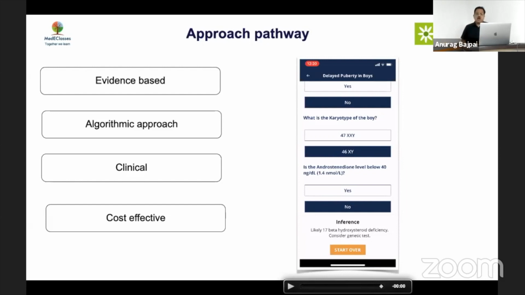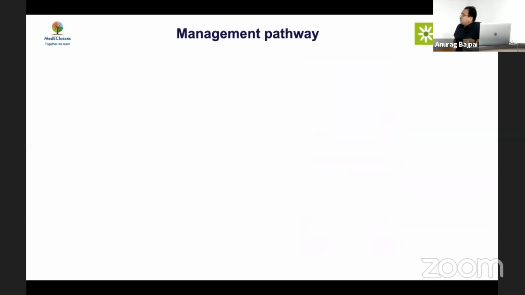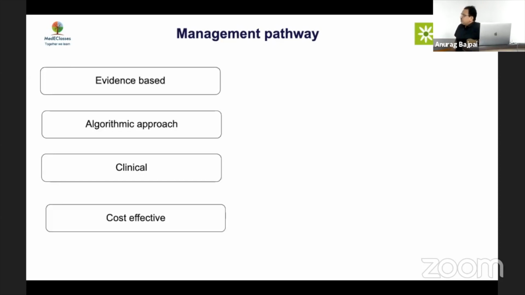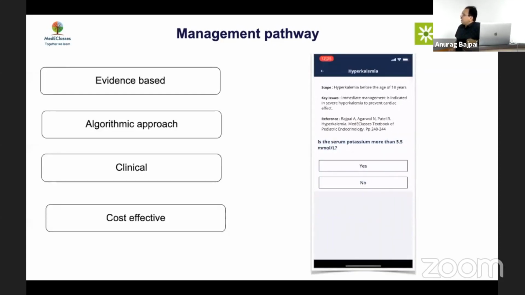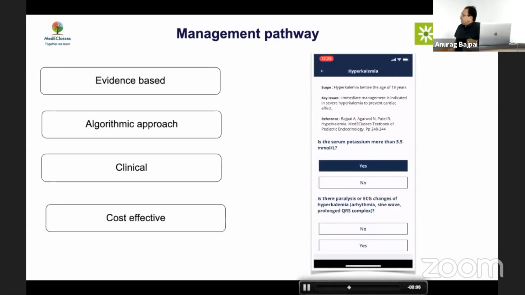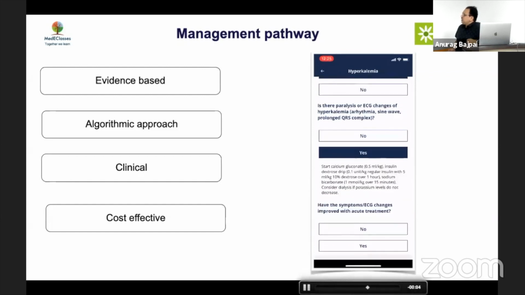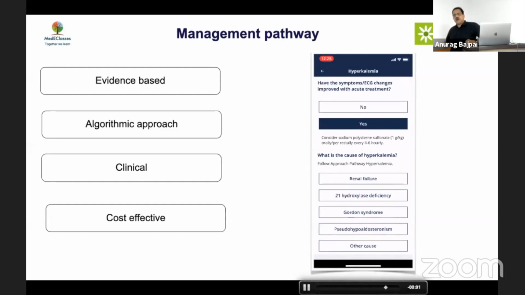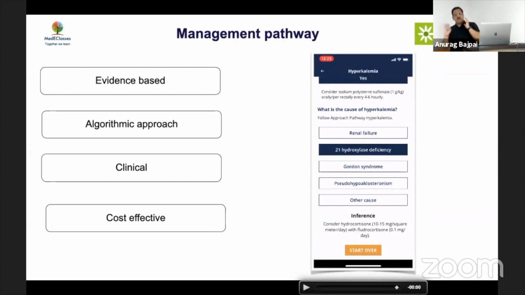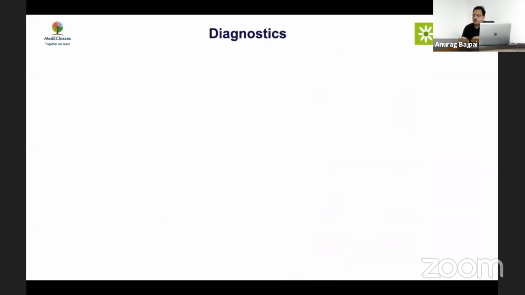Now, this is counterintuitive, but it is going to be quite helpful in reaching a diagnosis when you don't have access to expertise, which is not there everywhere. The management pathways similarly use the algorithmic approach. Like if you have hyperkalemia, it will ask the level of potassium, ECG changes, and it will guide you through emergent management. All your protocols are pretty much there. You don't need to go ahead and read them, and we give information specifically about doses also if it's required at that point of time.